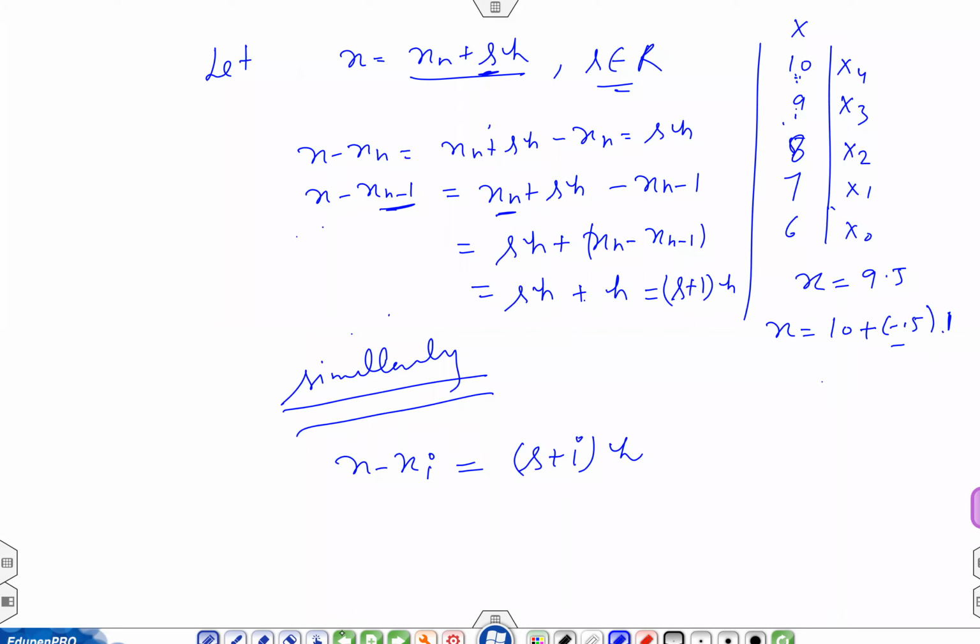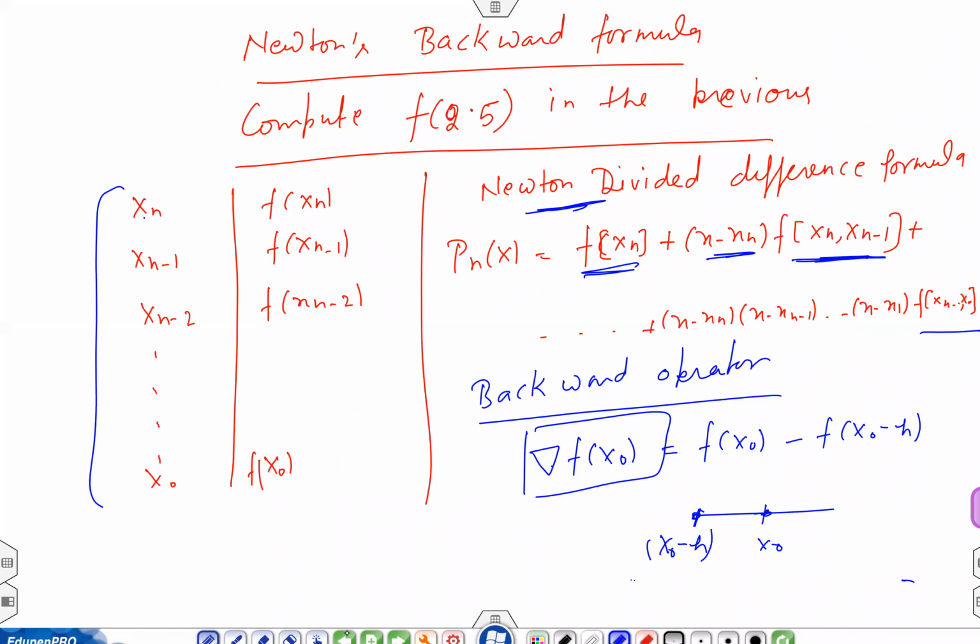Yes ma'am, ma'am, n minus i should come, right? x minus xn minus i. Just a minute. x is what? That is xn plus sh, and minus xi. Okay, what is the difference between these elements? If we go back and check, what is the difference between xn and xn minus 1? xn minus 1, it is h. xn minus 2, it is 2h.